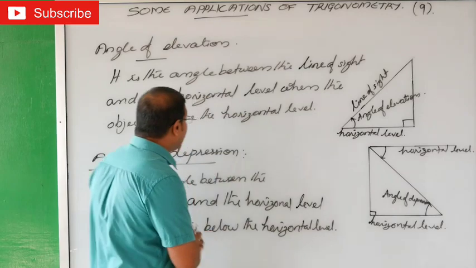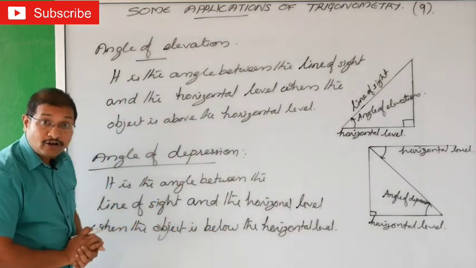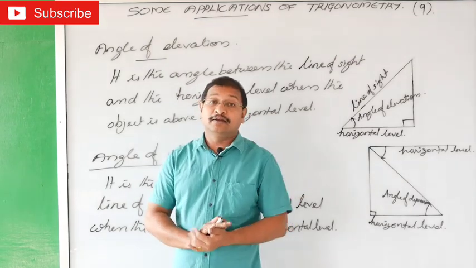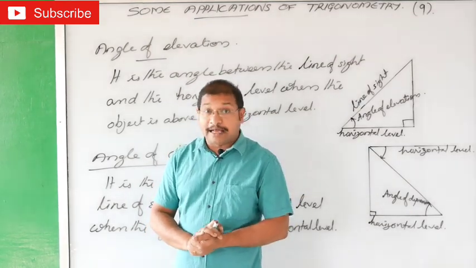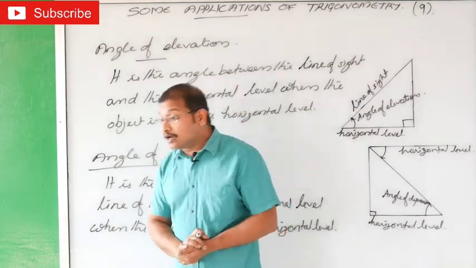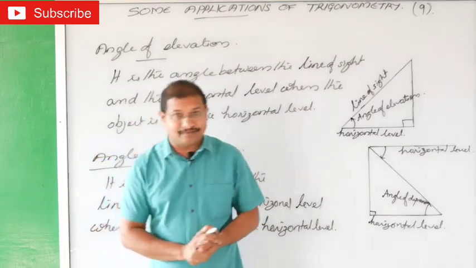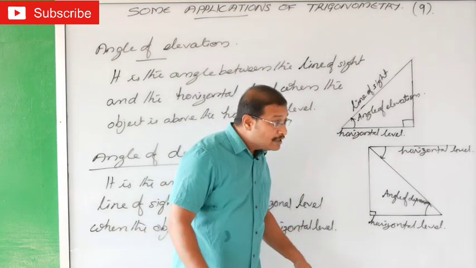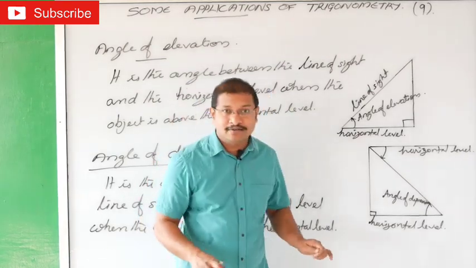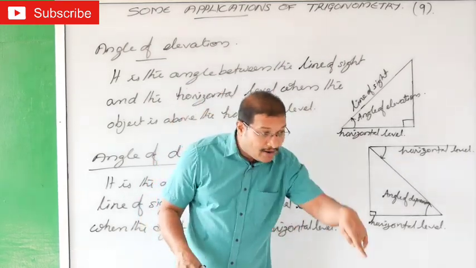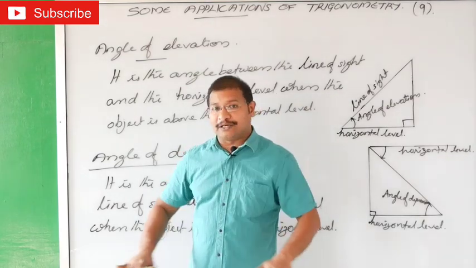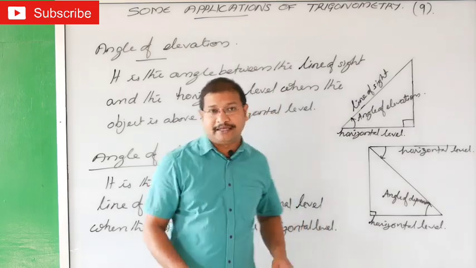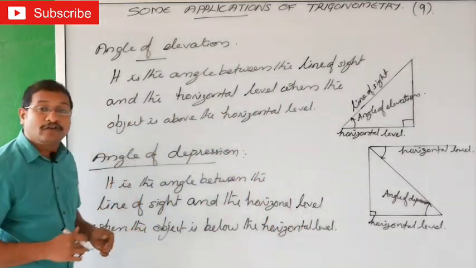Next one, angle of depression. What is angle of depression? Suppose we are standing on the top of a tall building and looking downside, where somebody may be walking through the street. When you are looking down, that is called angle of depression. We know that the horizontal level will be there and of course line of sight will be there. So let's see the angle of depression.